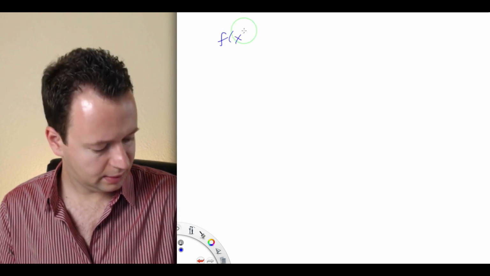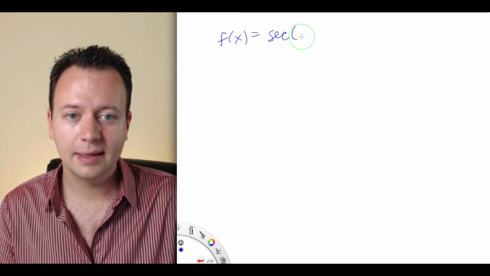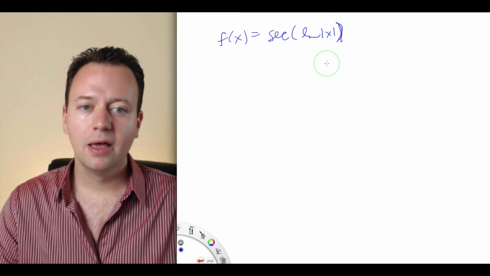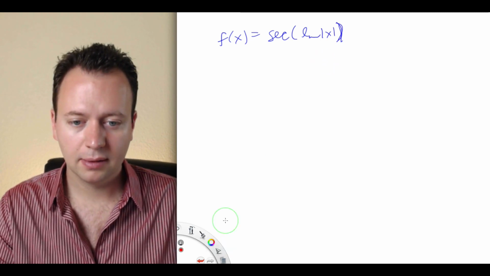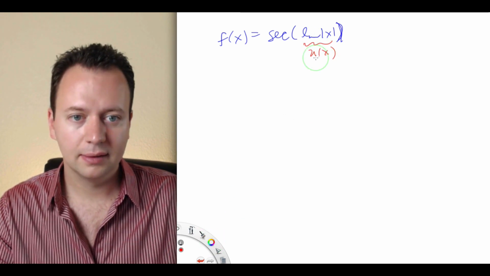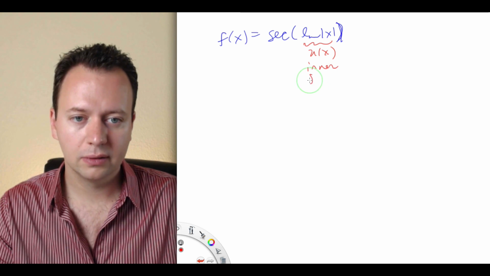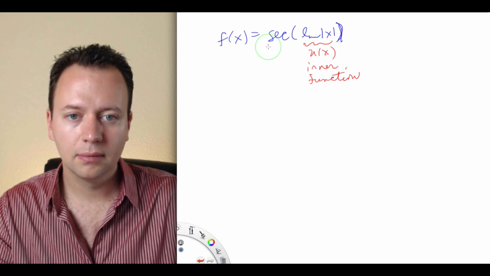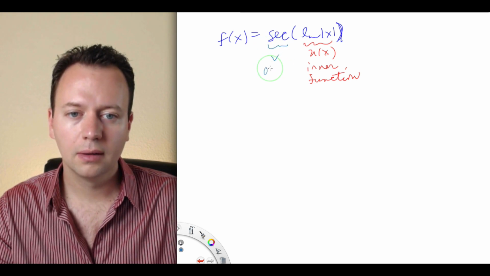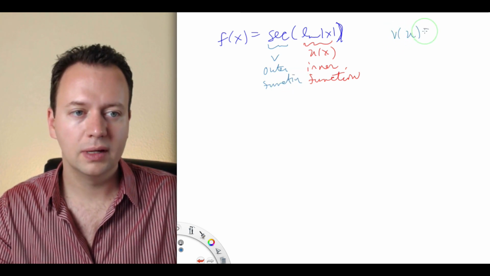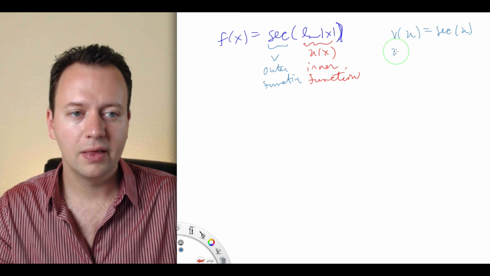So f of x is equal to secant of the ln of x. And so here, the inner function is clearly ln of x, and the outer function is the secant function. So basically v of u is equal to secant of u, and then u of x is equal to ln of x.